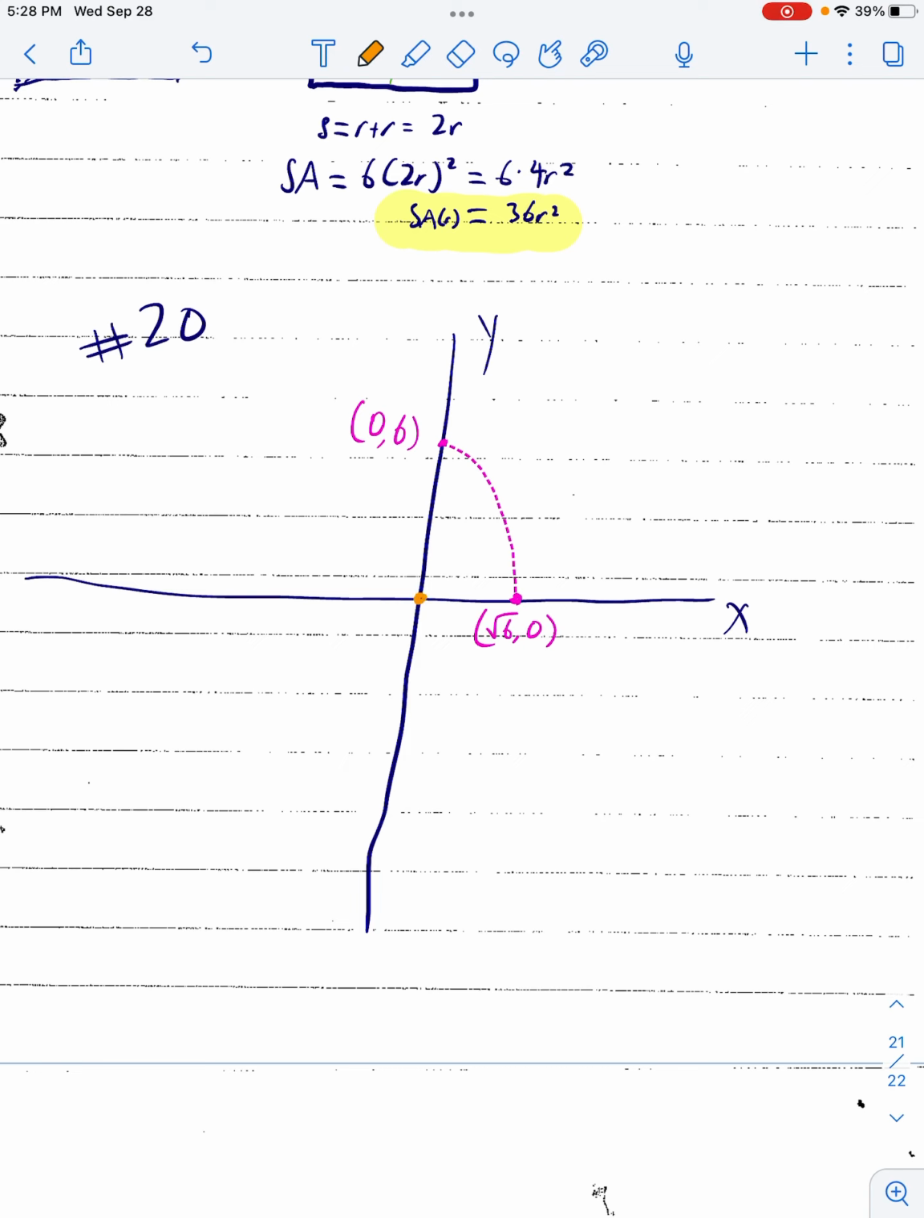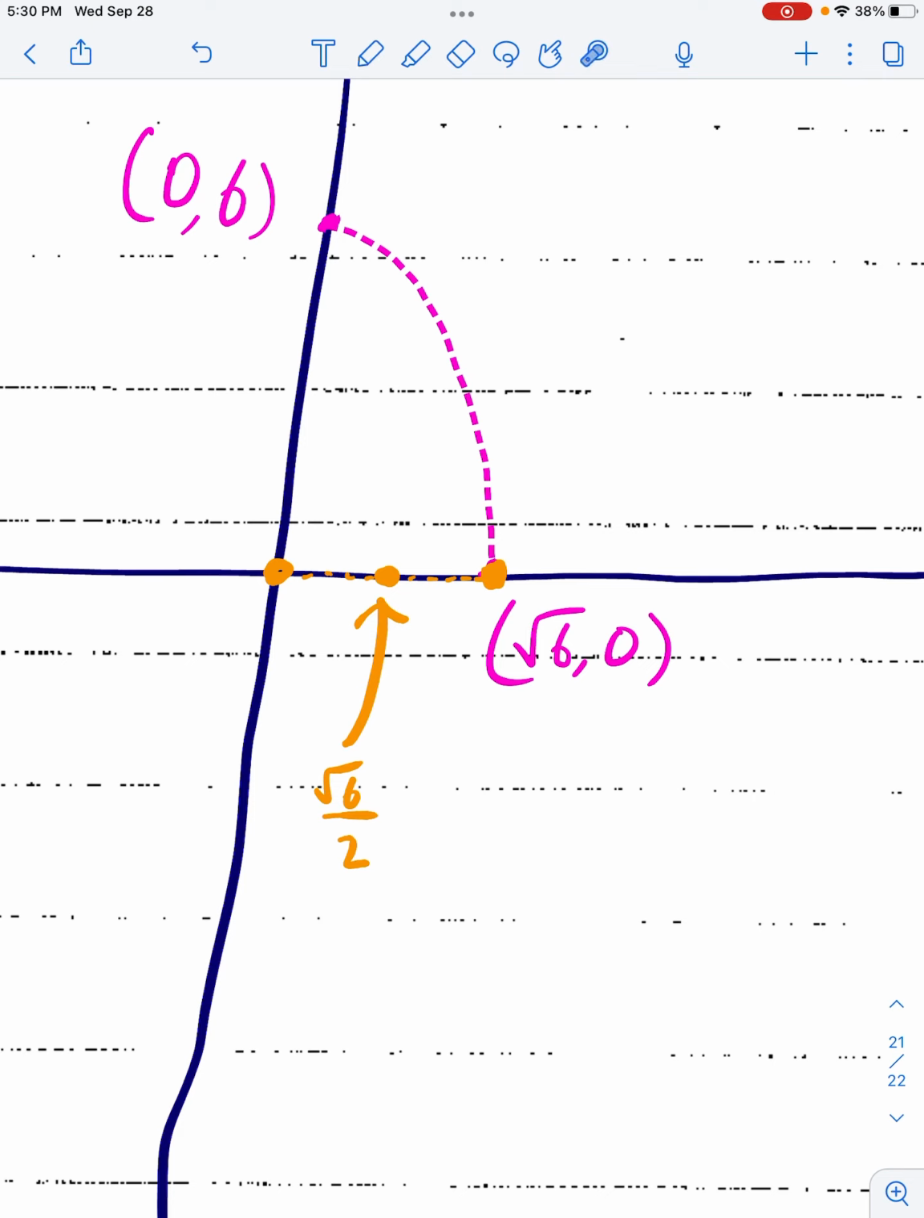I feel like what's going on here is we're going to have the base. I think the base is like this. Okay, let me get rid of this orange dot. The base is like that. So this point in the middle here is going to be half of this x. So this point in the middle here is going to be root 6 over 2 because it's half the distance from the origin, right? It's right in between root 6, 0 and 0, 0.